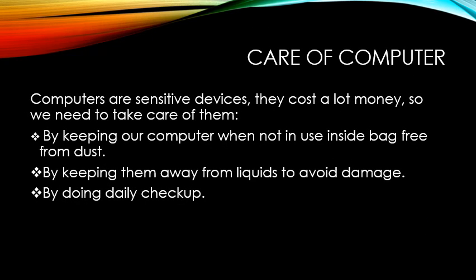Now, we already know the types of computer, we know the classification of computer, we know the components of computer, the hardware and the software. Now we want to know how we should be able to take care of our computers. Computers are sensitive devices, they cost a lot of money, so we need to take care of them. The following are ways by which we can take care of our computer: by keeping our computer, when not in use, inside a bag free from dust, by keeping them away from liquids to avoid damage, and by doing daily checkups.